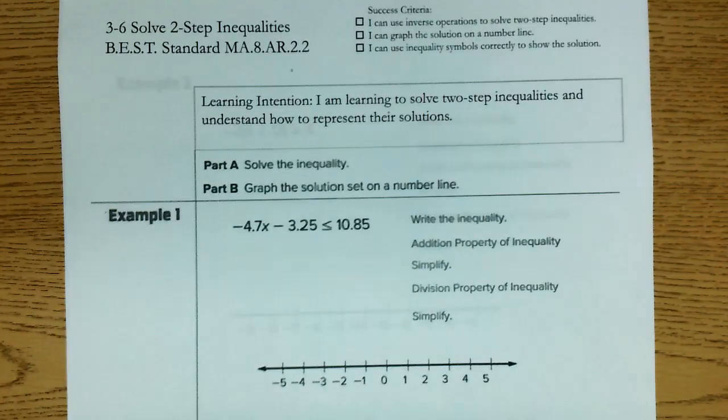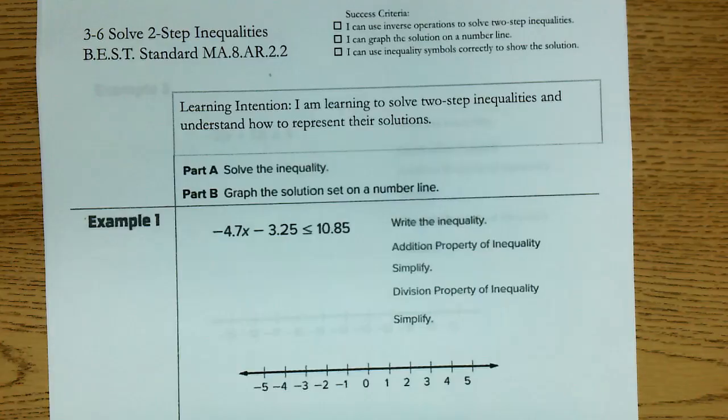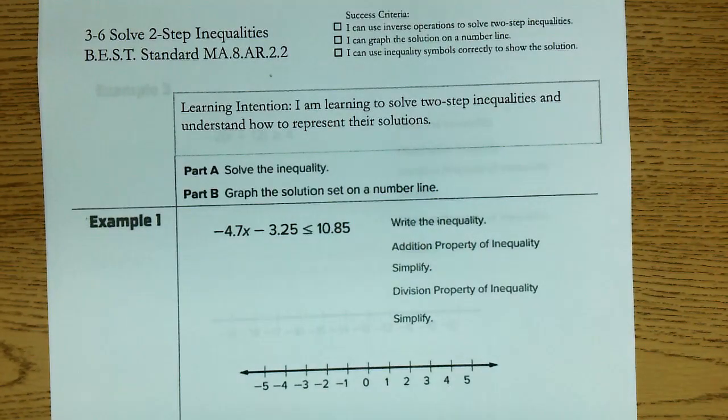All right, welcome to 3-6, solving two-step inequalities. Earlier this chapter, we solved two-step equations. Now we're going to solve inequalities. We're also going to have to graph these inequalities on a number line. The process for solving these stays the exact same. We do not have to really change how we do things, but at the end, there might be something different, and we'll talk about that once we get there.